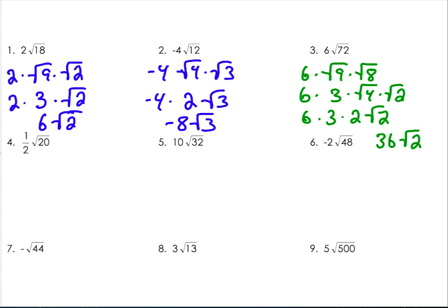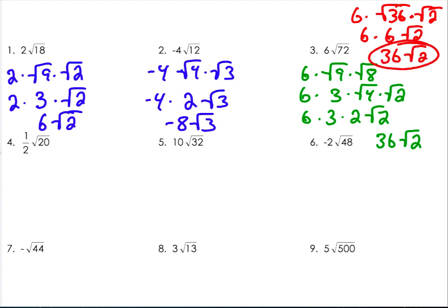Or you might have noticed that this is 6 times the square root of 36 times the square root of 2. Okay, because 36 times 2 is 72. So that square root of 36 is 6. So I get 36 square roots of 2. Notice I get the same answer whether I break it down all at once or whether I do it a piece at a time.